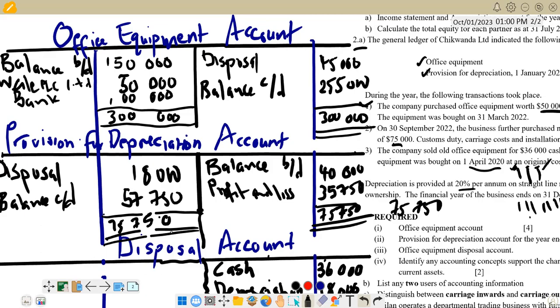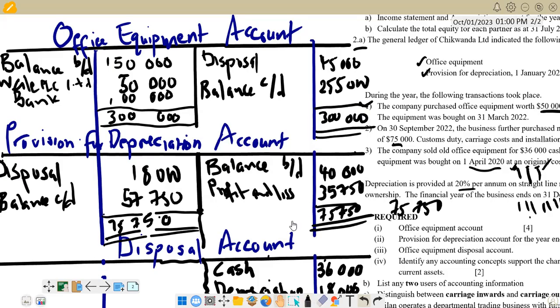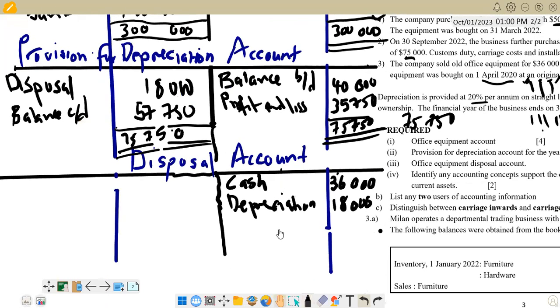Then on disposal, for the disposal account, let's take note that we don't have a balance c/d or b/d. Whatever difference we have there is supposed to be transferred to the profit and loss account. So it's either we got a profit on disposal or we got a loss on disposal. So let's check out the disposal.